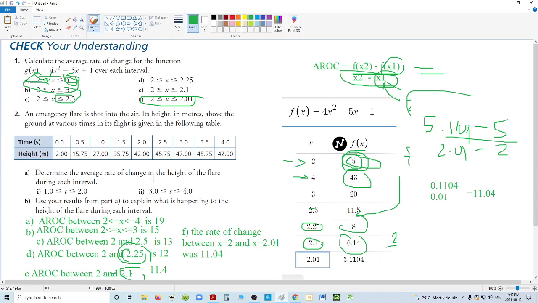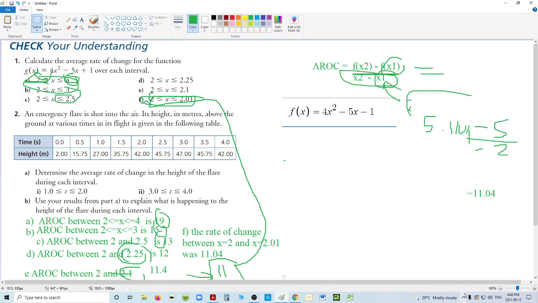Which number am I approaching? As I get closer and closer, I went 19, 15, 13, 12, 11.4, 11.04. What number do you think I'm approaching? It looks to me that I'm approaching 11. So I can make an educated guess and say, I bet you the instantaneous rate of change right at 2 is 11.